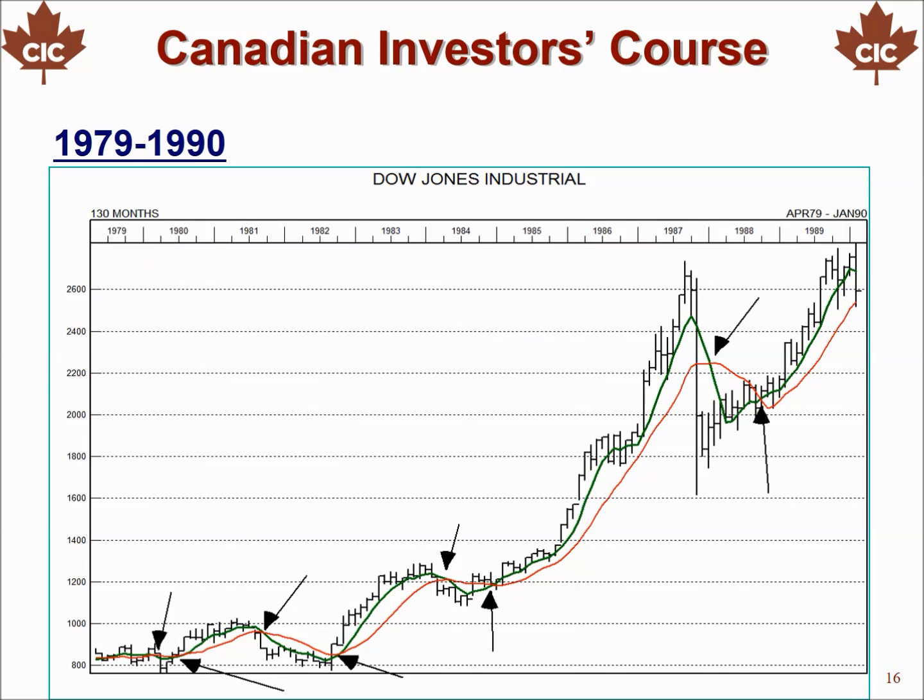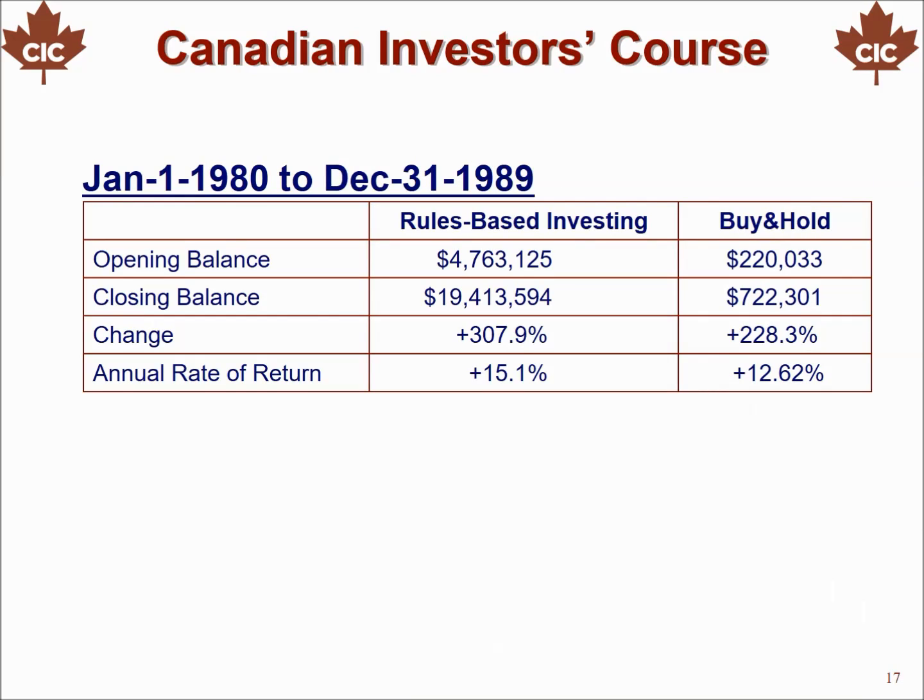1979 to 1990, here again buy and hold is going to do quite well. Rules-based investing will outperform, and here are the results. Rules-based investing, 15.1% annual rate of return. That $100,000 is now worth a little over 19 million. With buy and hold, very good result, 12.62% for this period, and the $100,000 is worth $720,000.